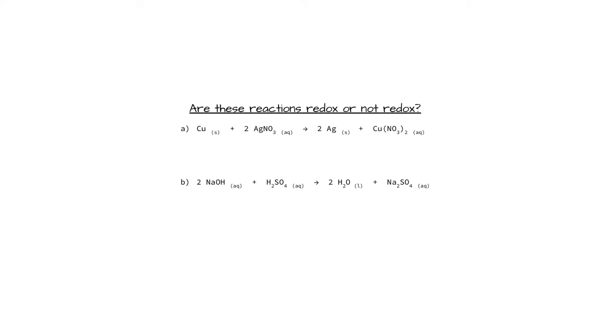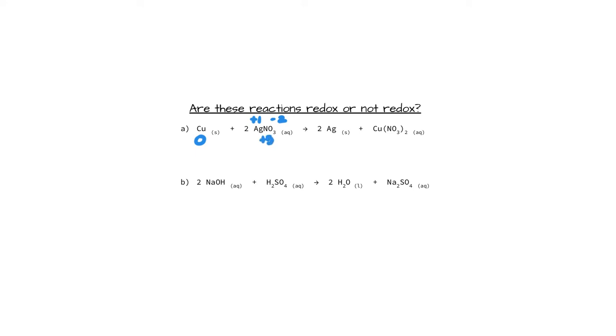So let's do some practice with this. Are they redox or are they not redox? Let's do this first by assigning oxidation numbers to our reactants. We know that copper is going to be 0, and then we know that silver is going to have a +1 here. We know that oxygen is a -2. So that makes the nitrogen in this case a +5.